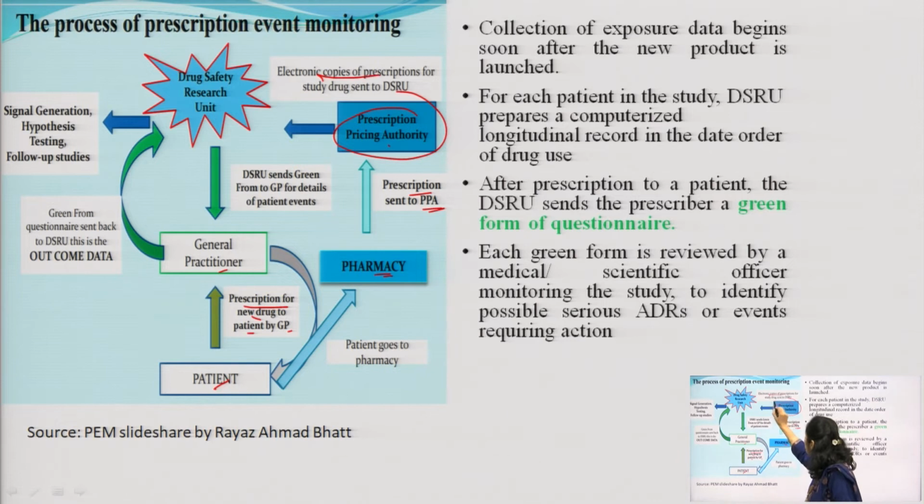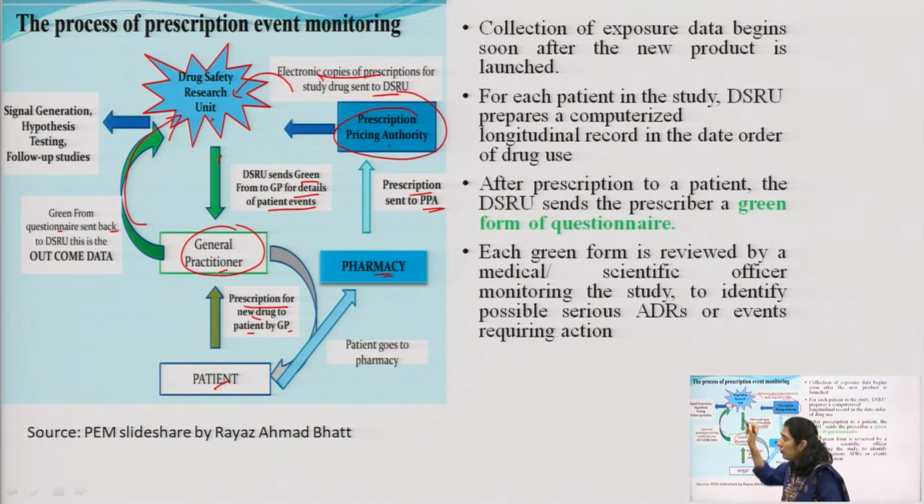Electronic copies of prescriptions are sent to DSRU, that is Drug Safety Research Unit. So ultimately prescriptions क्या आ गई है, DSRU में. DSRU issue करता है green form, और ये green form आप देख सकते हैं, green form for details of patient events. तो ये green form जाता है जनरल प्रैक्टिशनर के पास. General practitioner fills the form. This green form questionnaire is sent back. It is sent back to the DSRU. This is the outcome data.